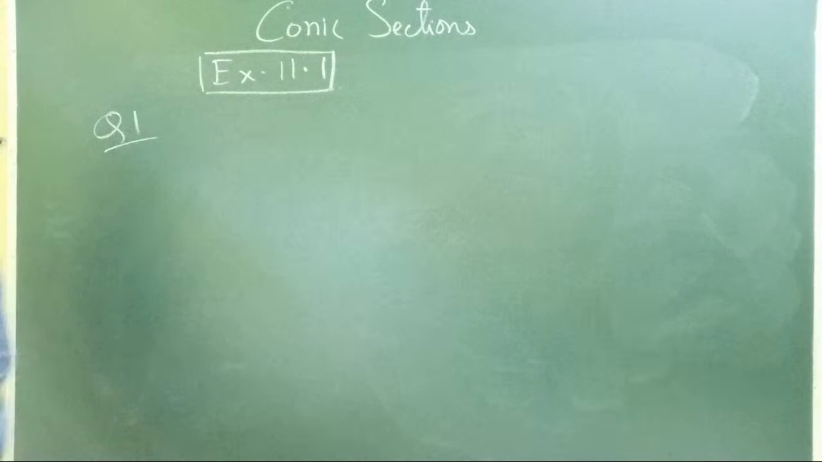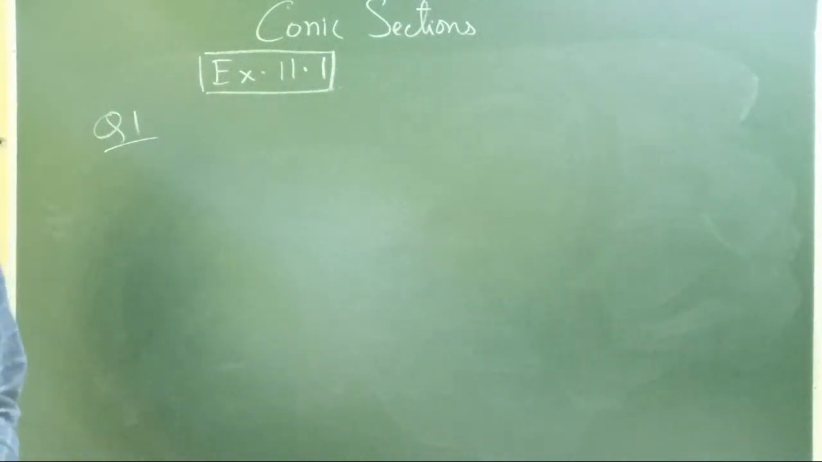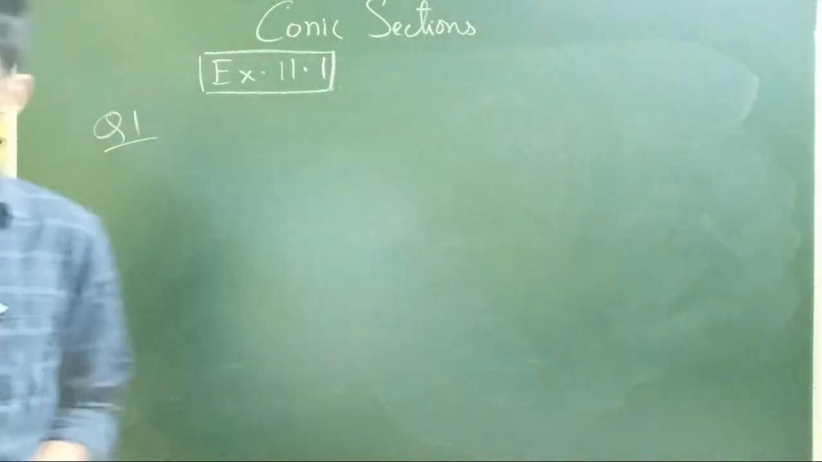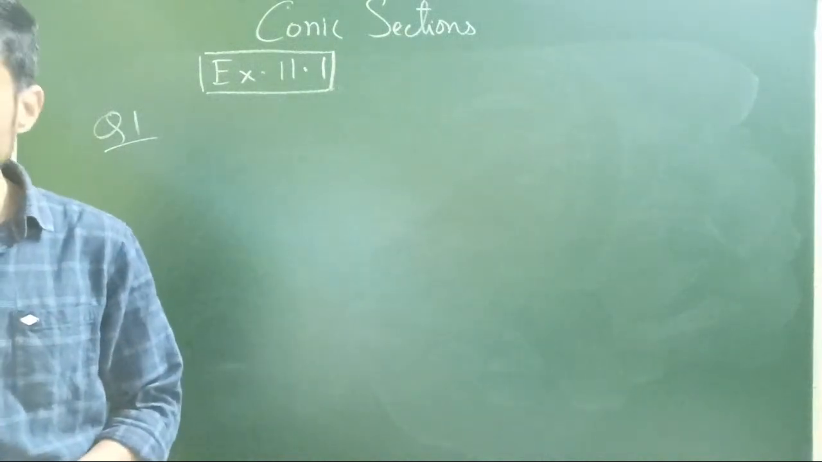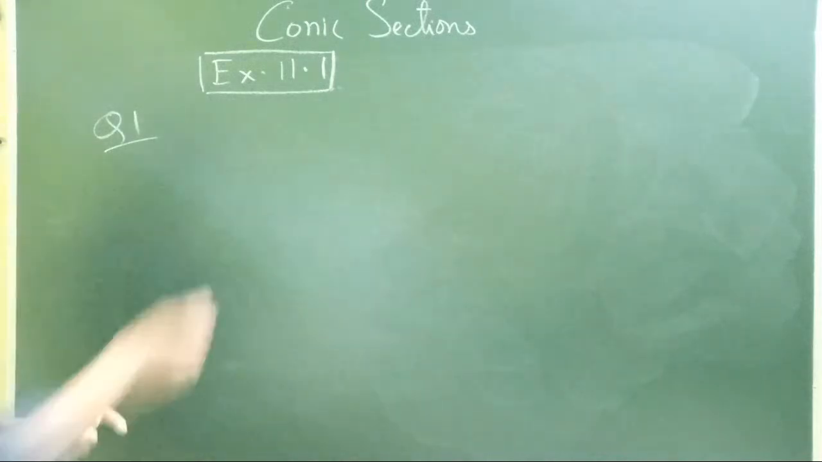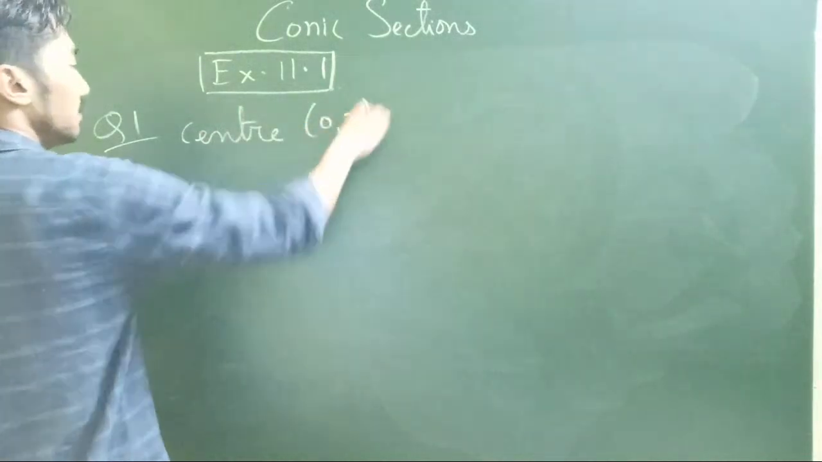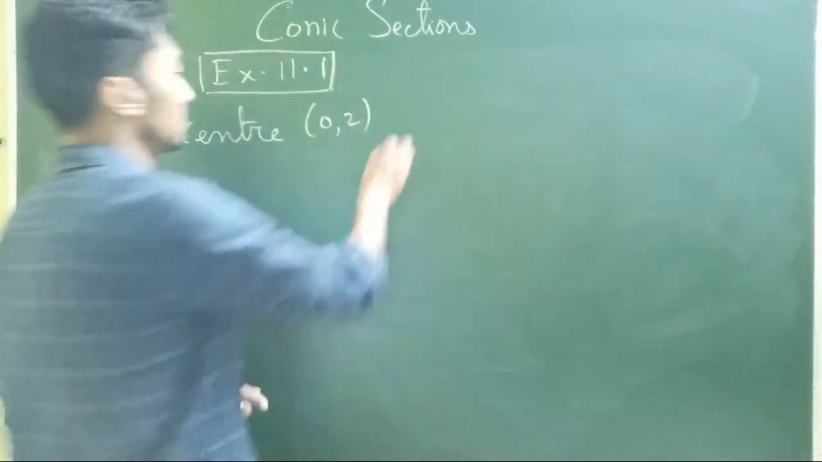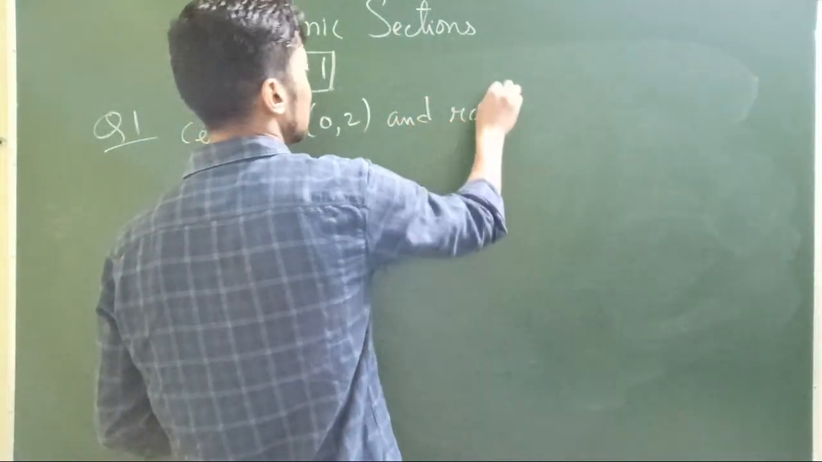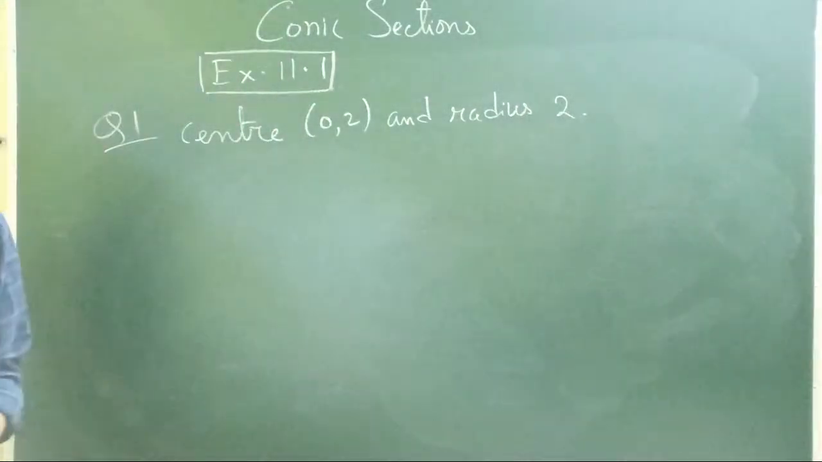Question number 1. The question states: in each of the following exercises 1 to 5, find the equation of the circle with number 1, center (0, 2) and radius 2. So let's make the most of the equations that we have learned so far.